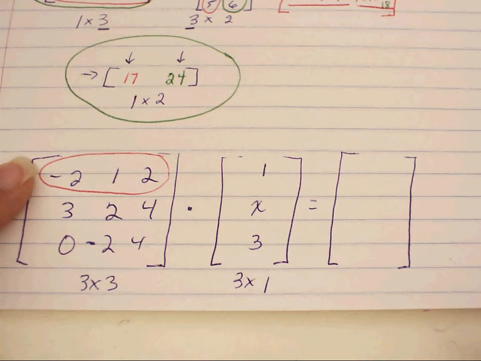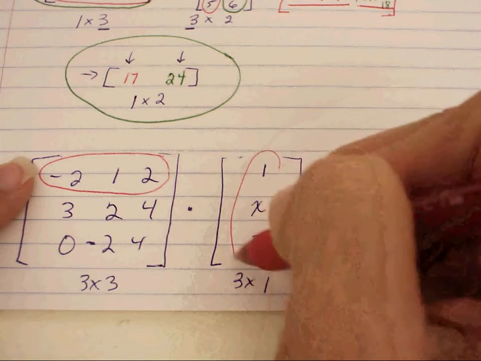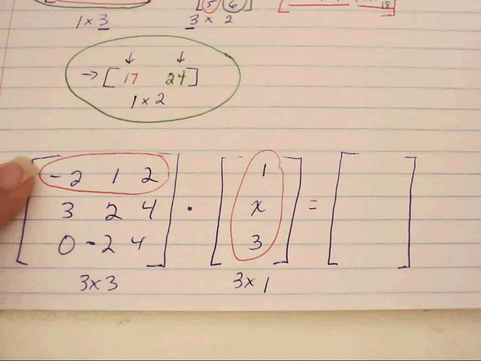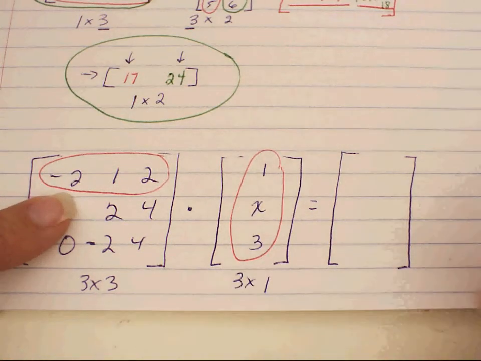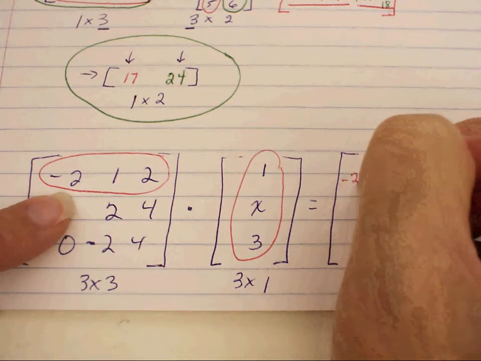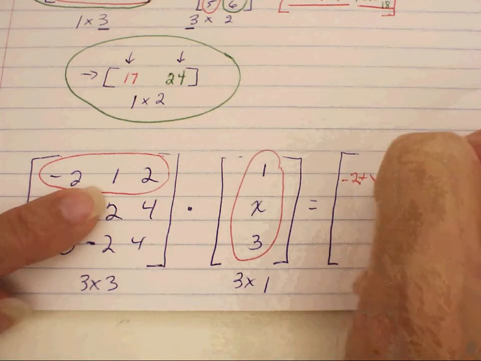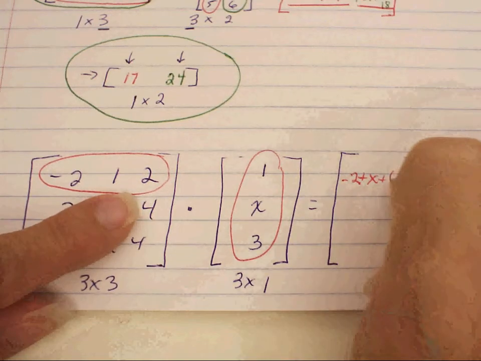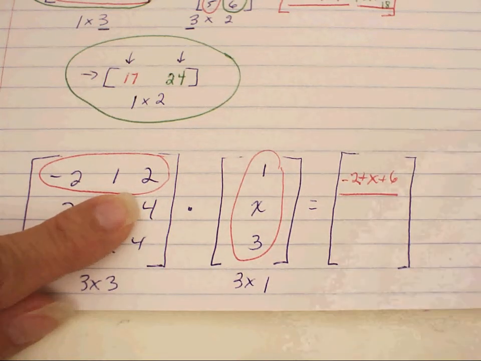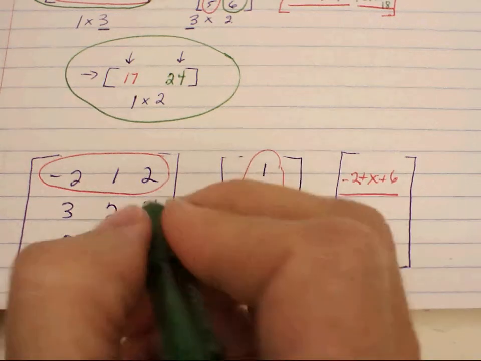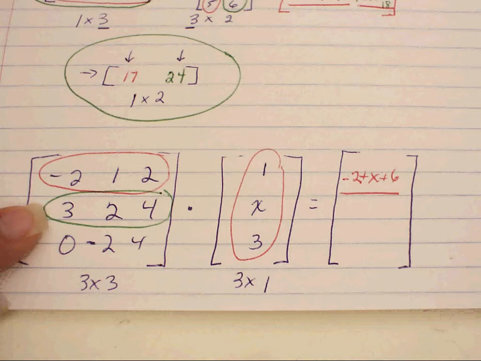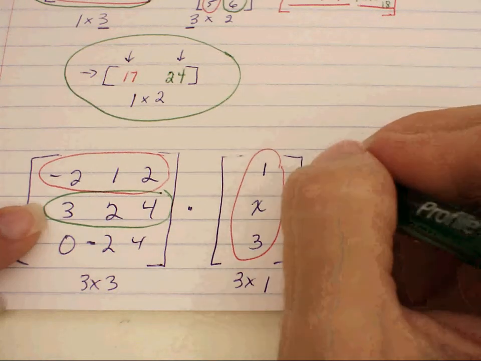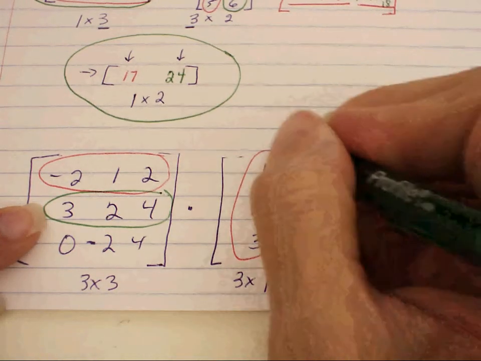So I'm going to take row 1. What am I going to multiply it by, Savannah? The column. So row 1 times the only column, and she called it the other one, and that's right, there's only one other column in the other matrix. So to go element by element, you say negative 2 times 1, negative 2. 1 times x is x. 2 times 3 is 6. So that's our first one that we'll have to simplify in just a moment.